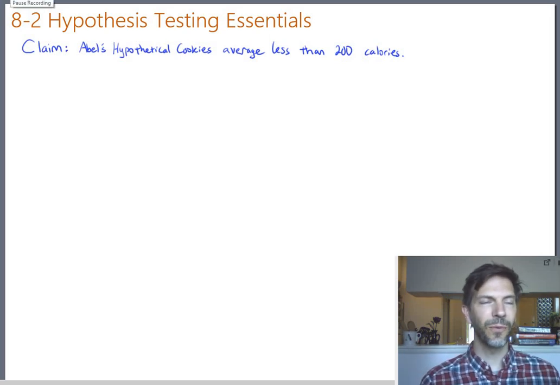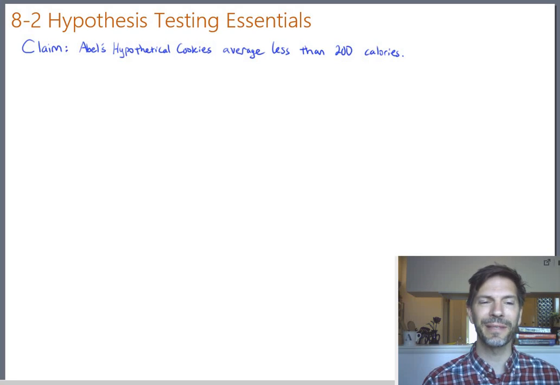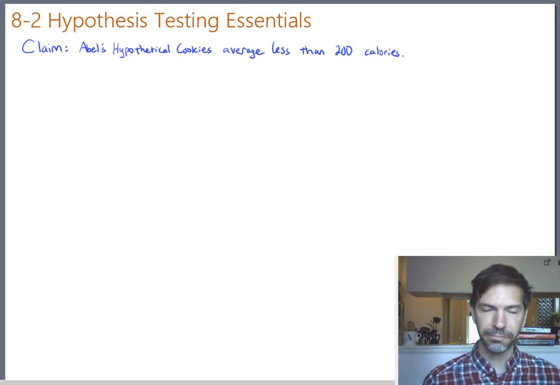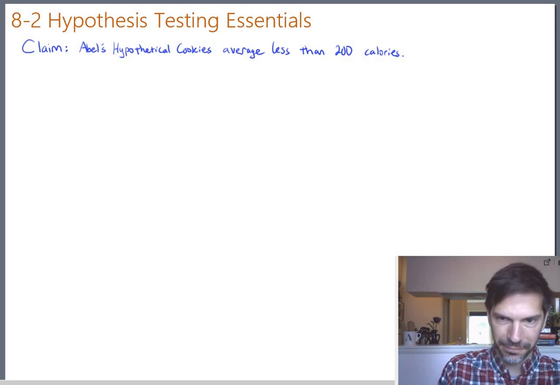All right, let's see if we can walk through what we know so far with a new example. So suppose, hypothetically speaking, that I want to start a new line of cookies, and I'm going to have them be low calorie. So my claim is that Abel's hypothetical cookies average less than 200 calories. So let's start by translating that claim into math.